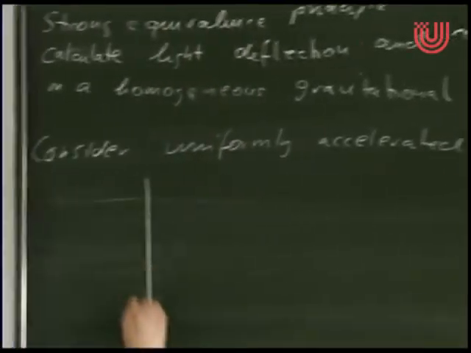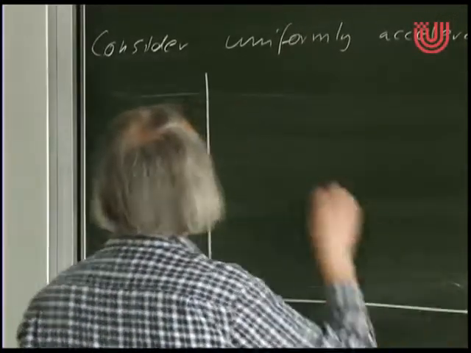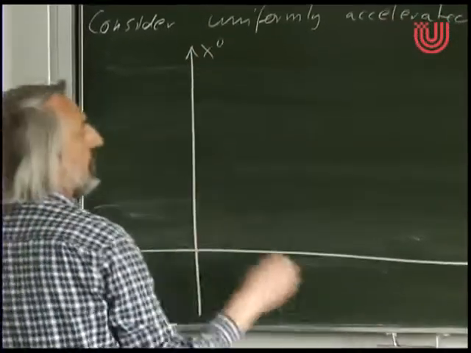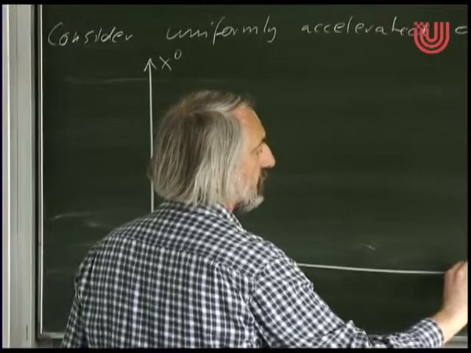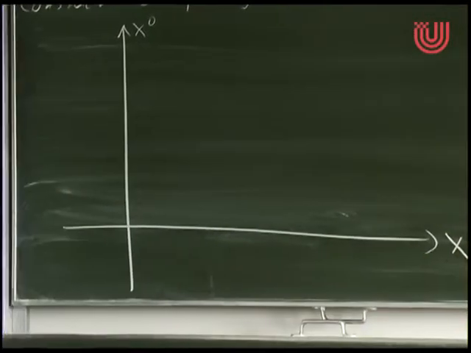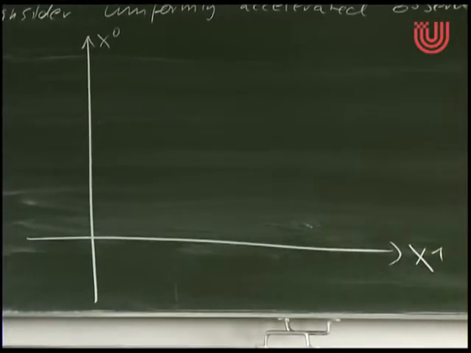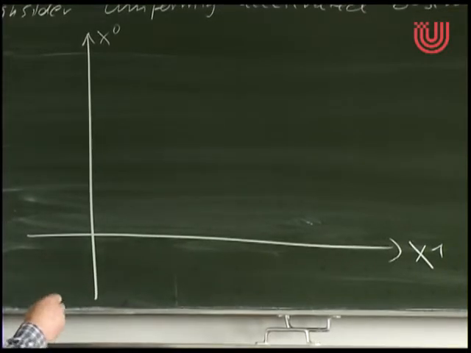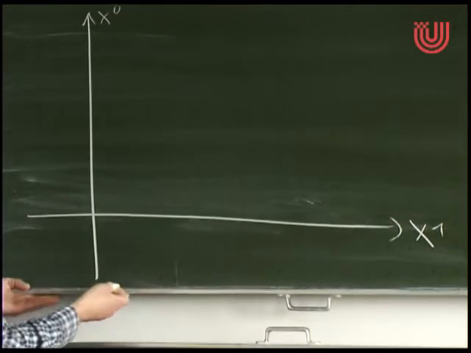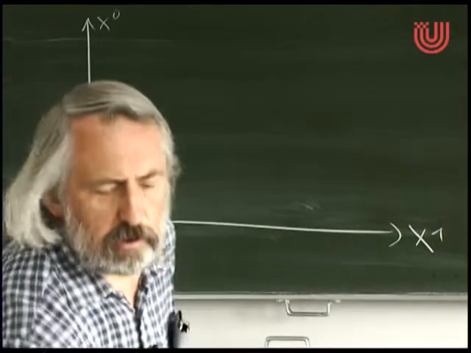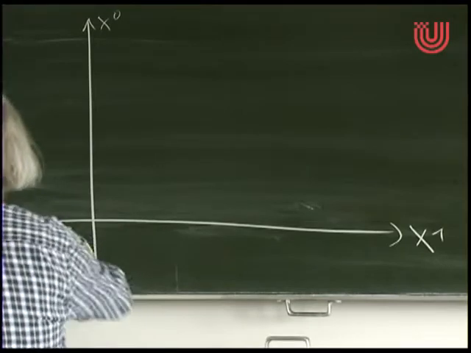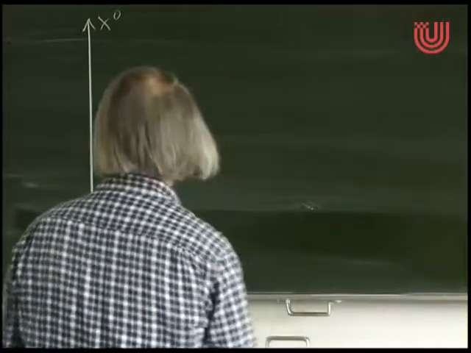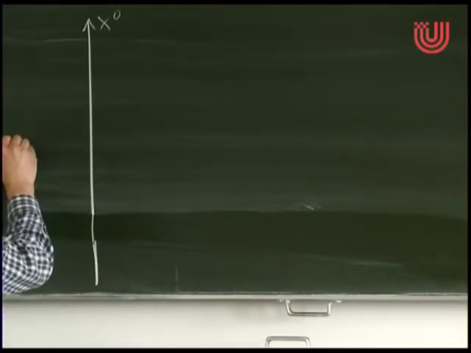So, special relativity. Here's our x0 axis. Here's one axis, which I choose as the x1 axis. The other two you have to imagine in your mind. Well, actually, I should do this more symmetrically.